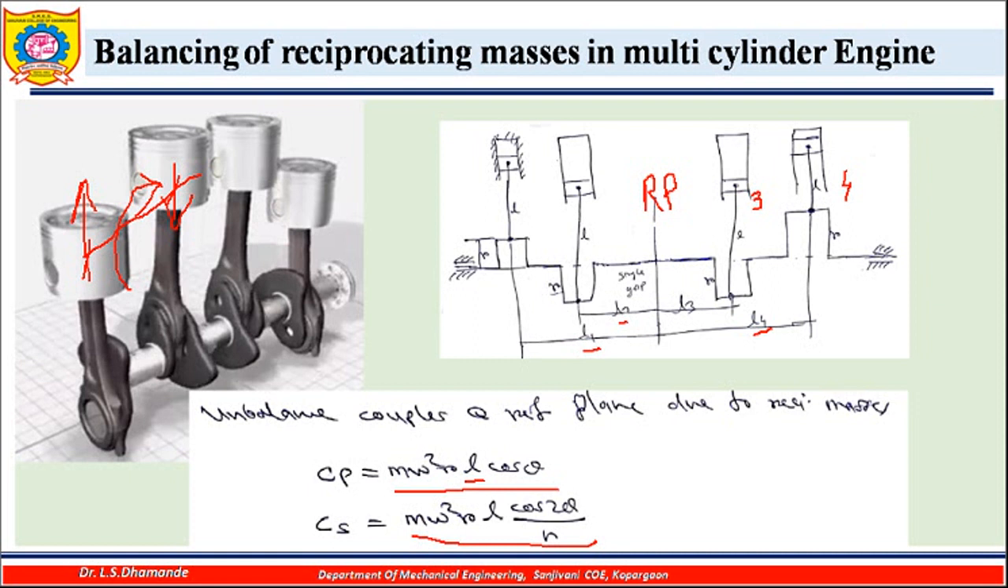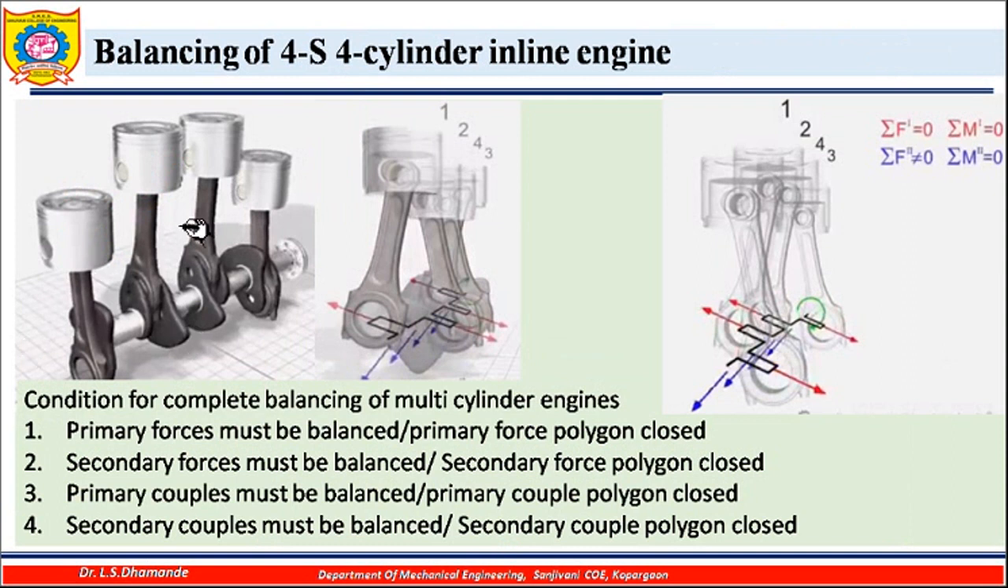First, suppose we have a cylinder like this. It is a 4-stroke 4-cylinder inline engine. In this case, we have the crank position of cylinder 1 over here, cylinder 2 exactly opposite of that, meaning 180 degrees, then cylinder 3 again 180 degrees, and cylinder 4 again the initial position, meaning 0 degrees.